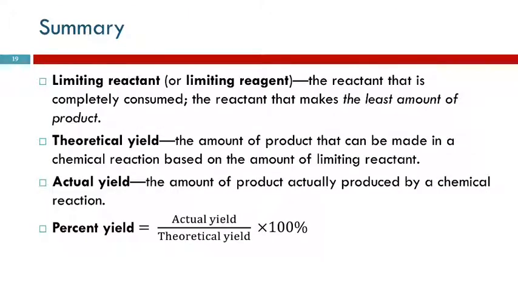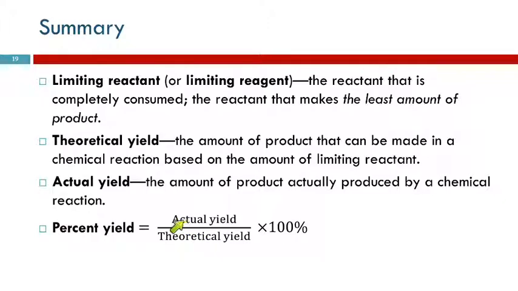Okay, so here's a summary of these different terms. The limiting reactant is the reactant that gets completely used up. This is what limits how much you can make. It's the reactant that will give you the smallest amount of product. The theoretical yield is how much product you can make based on the amount of the limiting reactant. This is, everything's perfect. The actual yield is how much you actually make. And the percent yield is the actual yield divided by the theoretical yield times 100.